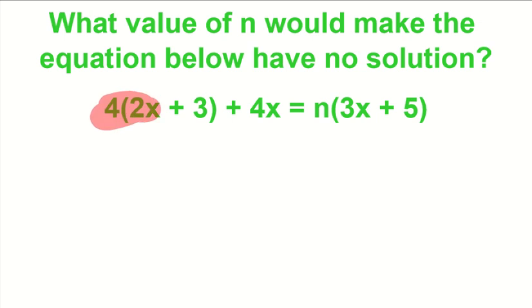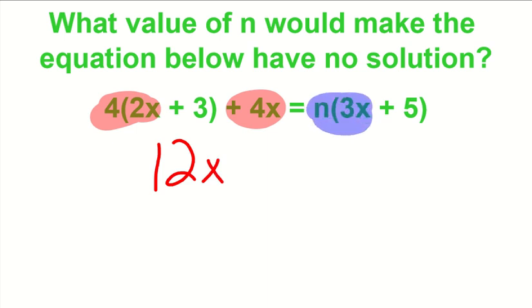So if I distribute there, how many x does that make? 8x. And then we got that, right? 8x plus 4x is 12x. On the other side then, if I distribute there, I'd have n times 3x, right? Everybody okay with that? When you distribute, you multiply, right? It's just got kind of extra variable to it. But I need 12x. So what's n have to be? 4.